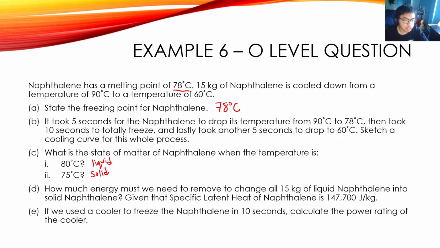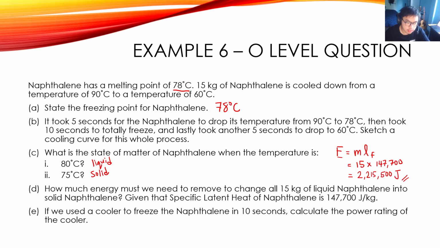D. How much energy must we remove to change all 15 kilograms of liquid naphthalene into solid naphthalene? Given that the specific latent heat of naphthalene is 147,700 joules per kilogram. So this is a calculation question. So I'm going to write the answer above here. What sort of formula can we use? Because the question mentioned that the naphthalene is changing state here, we have to use the formula for specific latent heat, because this formula involves changes in state. So that formula is E equals ml. And because this is melting and freezing, we use specific latent heat of fusion. What's the mass? Mass is 15. What's the specific latent heat? It is 147,700. Then once you calculate everything, that's the energy.